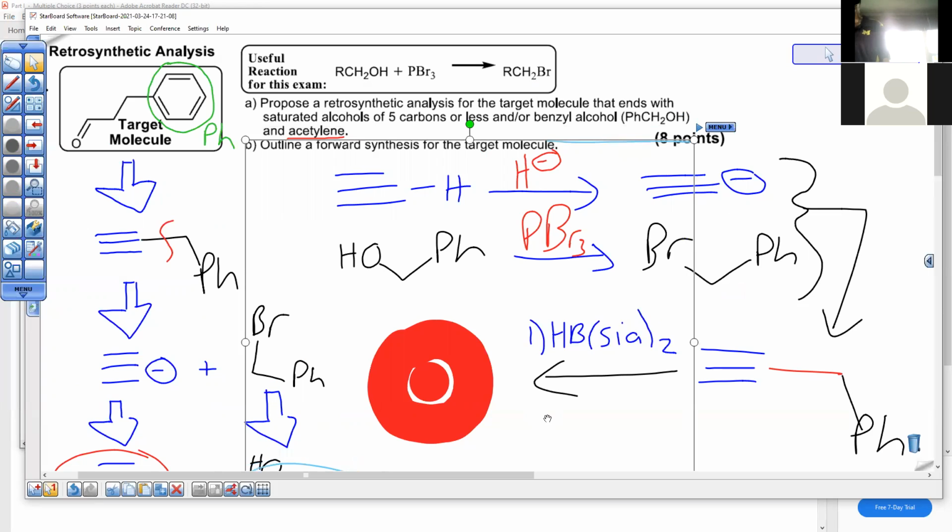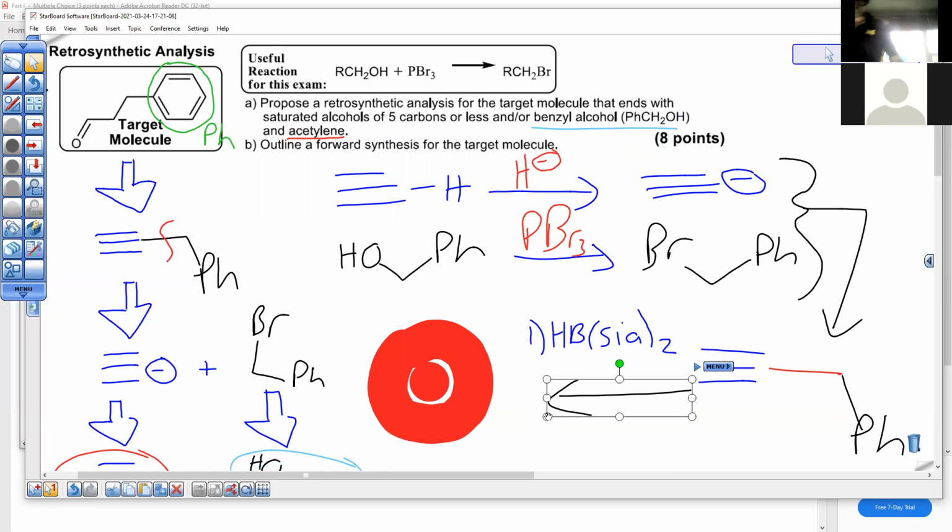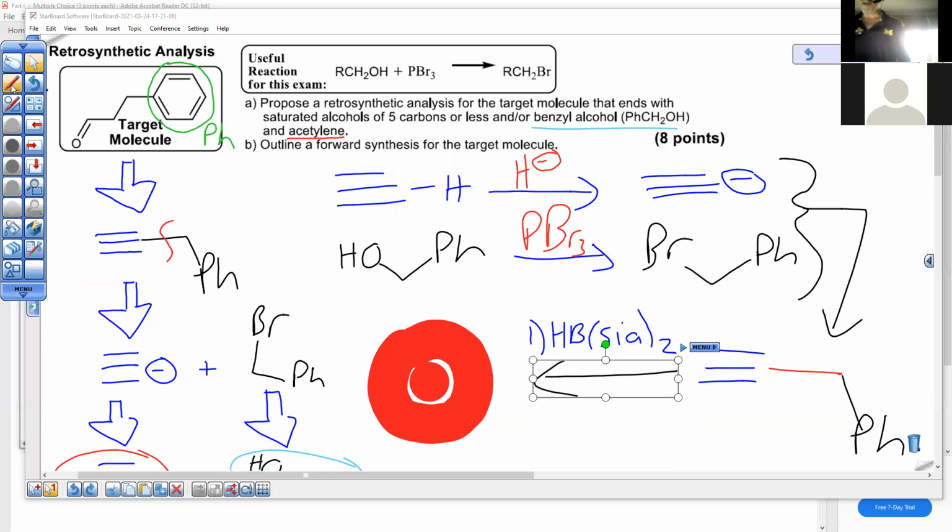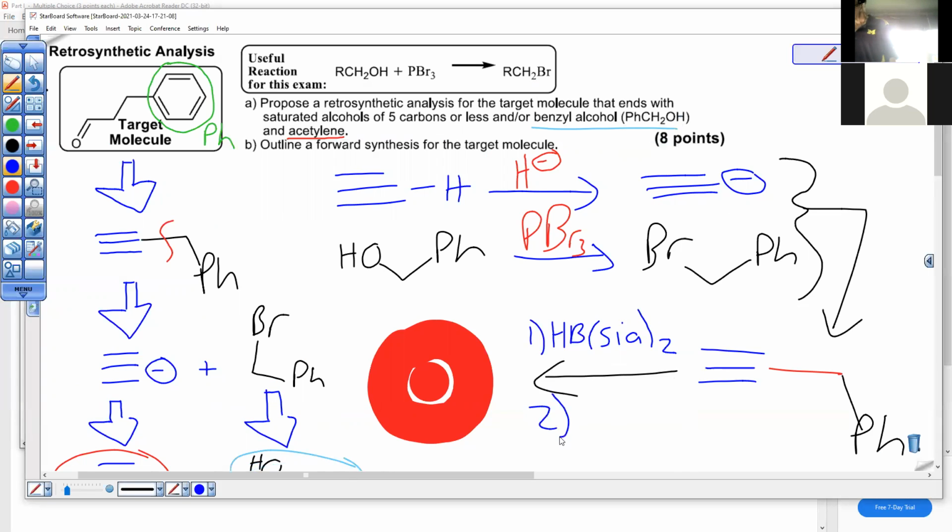And step 2, KOH, H2O2. You could write OH minus if you want. I need those two chemicals, OH minus and H2O2, and you make the target.